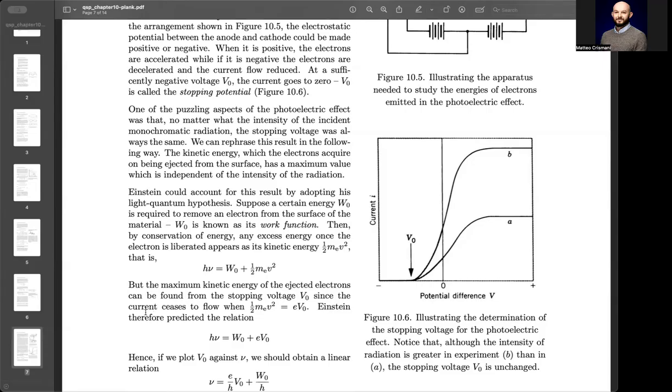of the ejected electrons is found from something called the stopping voltage. This is some V naught. And the current ceases to flow when this is true. So all we're doing here is taking this idea of the kinetic energy of an electron and turning it into the electron charge times a voltage.